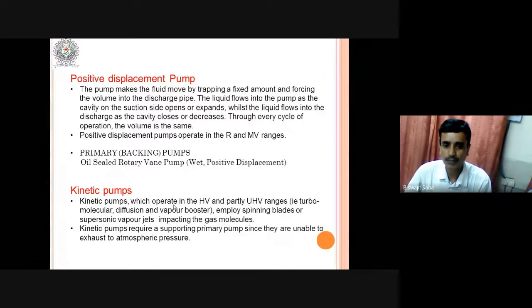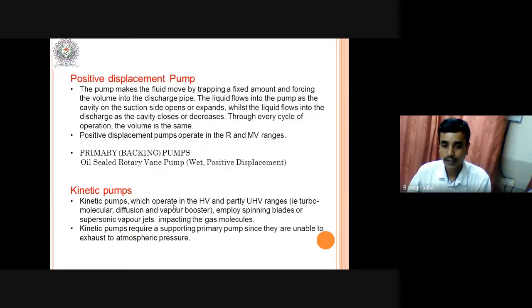This is the positive displacement pump, and it can easily be applied to throw out gas molecules into the open environment, ambient condition. The second pump is the kinetic pump. The first pump example is the rotary pump, the oil seal rotary vane pump. This is called a primary pump. The second part, the kinetic pump, is a secondary pump. Kinetic pumps operate in the high vacuum and ultra high vacuum range. Examples are the turbomolecular pump, diffusion pump, and vapor booster pump. They employ spinning blades, supersonic vapor jets, or boiling oil vapor. Kinetic pumps acquire kinetic energy by means of heat or supersonic energy, and then they impart momentum to gas molecules to move them in another direction.